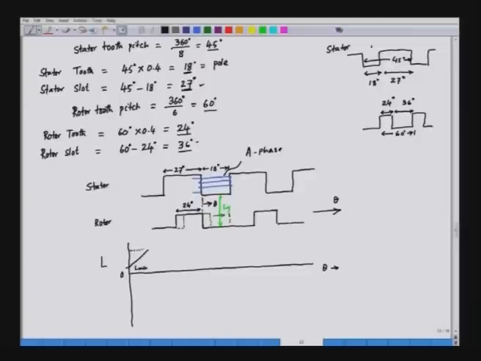Here we have L maximum. Initially it was L minimum, and then we have some L maximum here. So, it will take 18 degrees to go from L minimum to L maximum. So, this is 18 degrees. And then this rotor has already come under the stator.